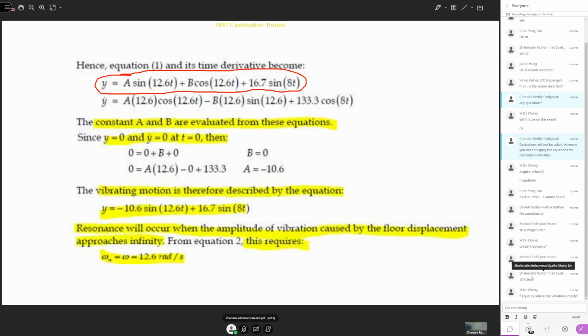Now to calculate this, we take the derivative of the displacement. Therefore we get velocity. If you take the derivative of this, y dot is dy over dt.